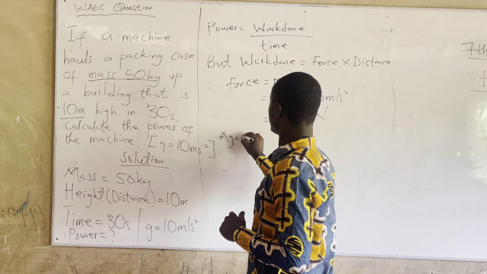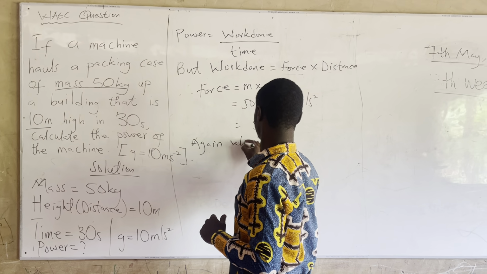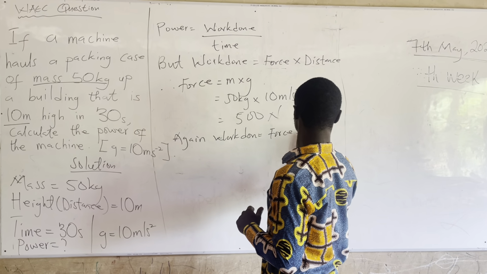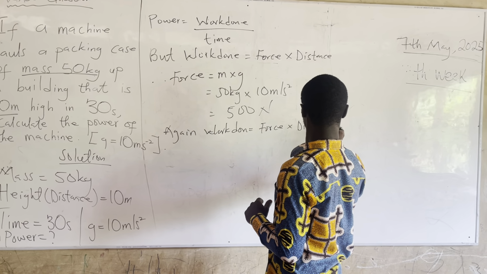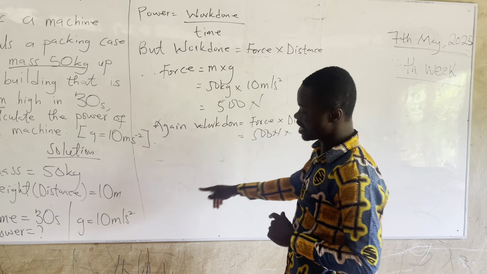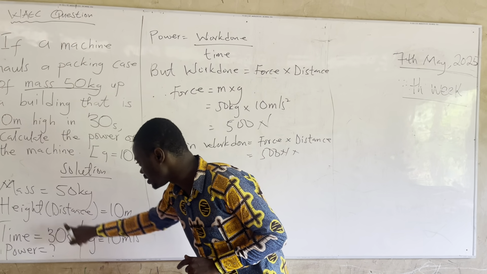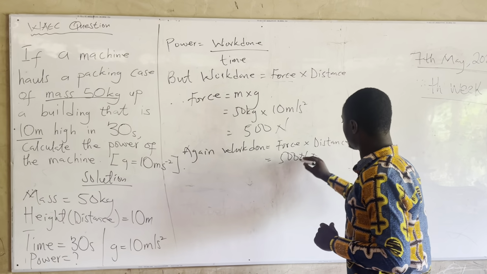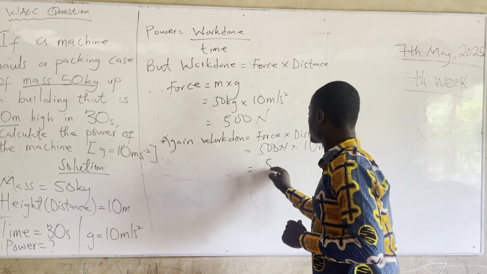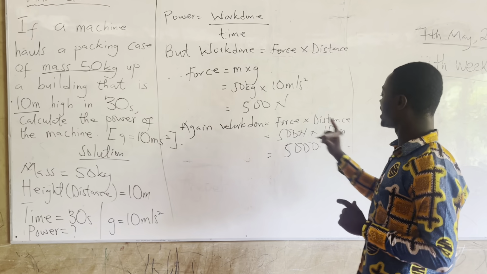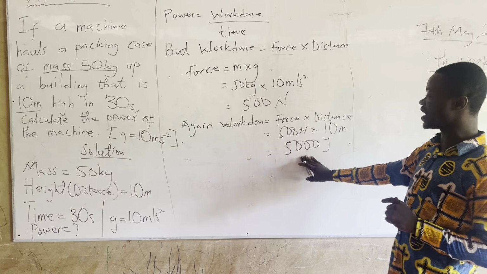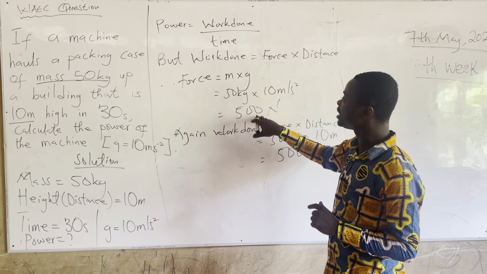Again, work done is equal to force times distance. Now we have the force. So this gives us force 500 newtons times distance. From the question, the distance is 10 meters high. So 500 newtons times 10 meters gives us 5,000. And then we know that work done is measured in joules. So 5,000 joules. So we have our work done, which is 5,000 joules. We have our force, which is 500 newtons.